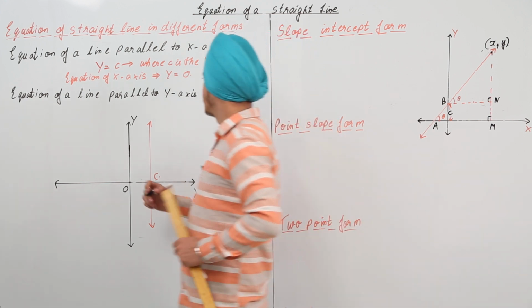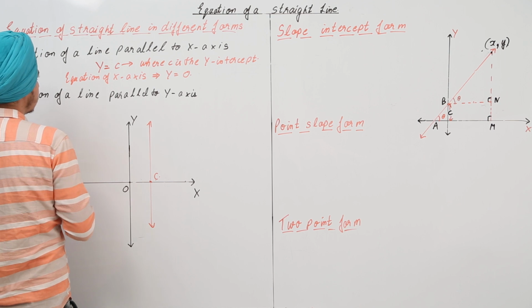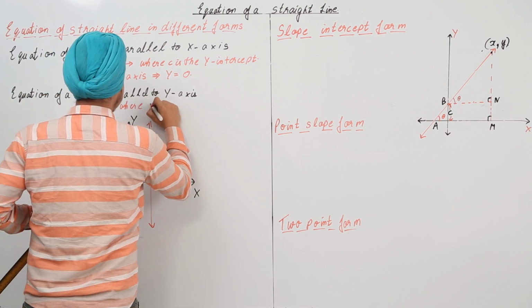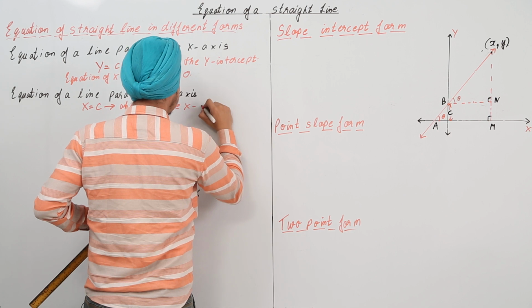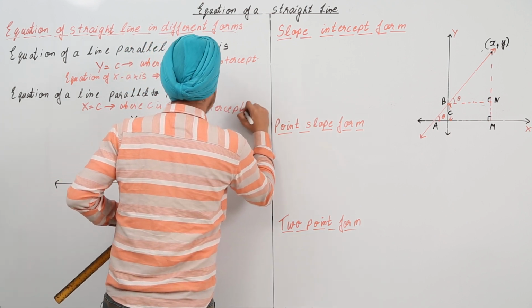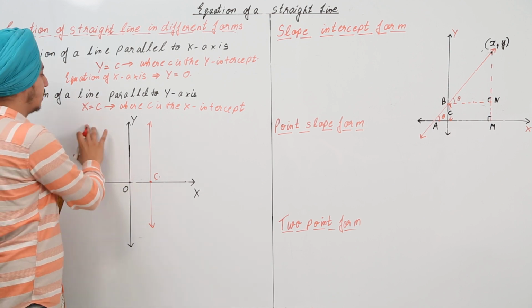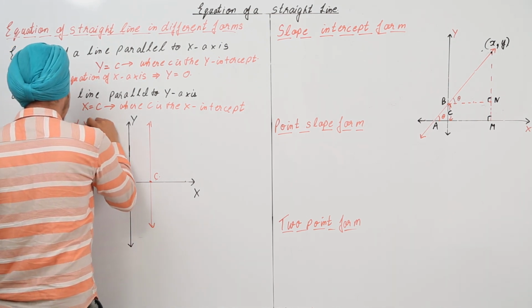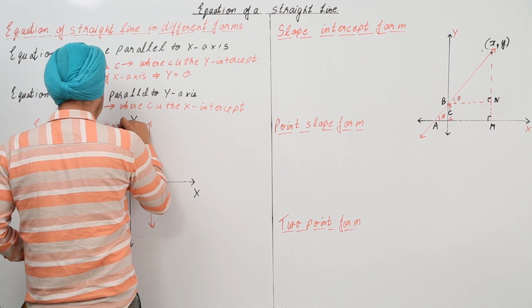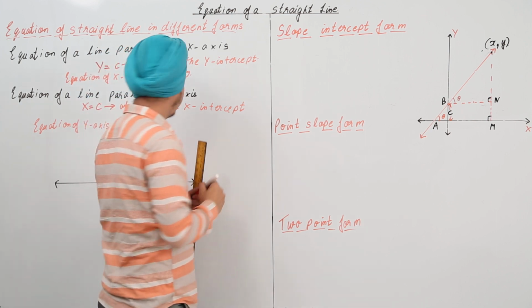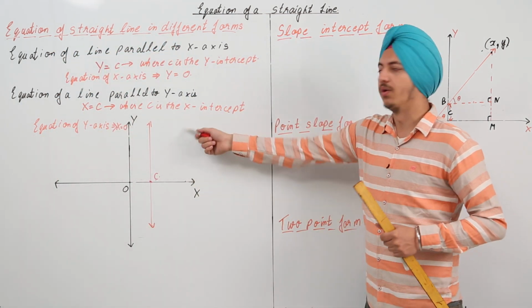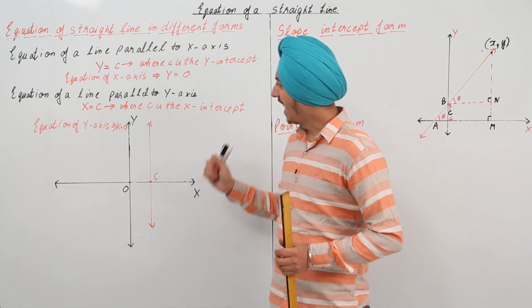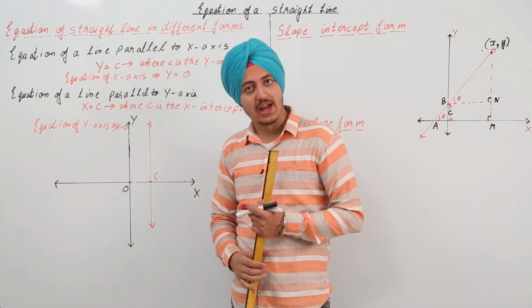So the equation of this line is going to be x equal to c, where c is the x-intercept. Easy enough. And the equation of the y-axis itself will be x equal to 0. That is it. So we have the equation of a line that is parallel to the x-axis and the equation of a line that is parallel to the y-axis. And we have also found the equations of the x-axis and y-axis themselves.